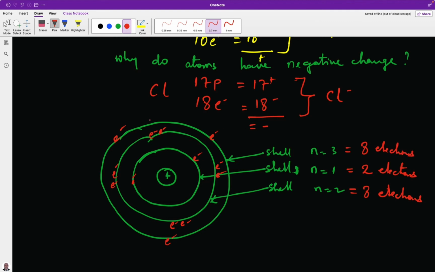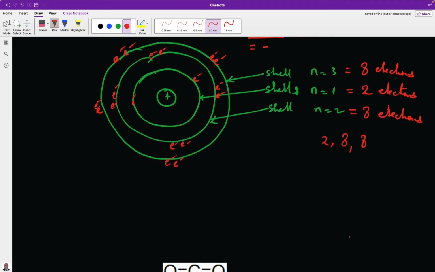Then the outermost shell, we don't know the number of electrons that are there. And if it is like this, if we have 2, 8, 8, this is a noble gas. So now we want to represent this in this order.